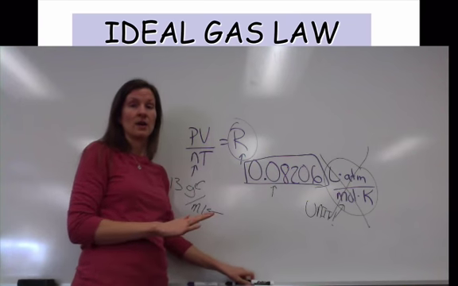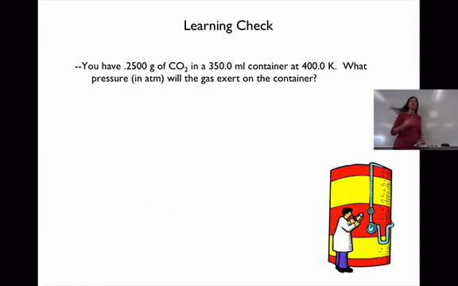Okay? Don't worry about all of that junk. So let's see how this works mathematically. I have an example problem on the screen for you. If you have 0.250 grams of carbon dioxide in a certain container at a certain temperature, what's the pressure?